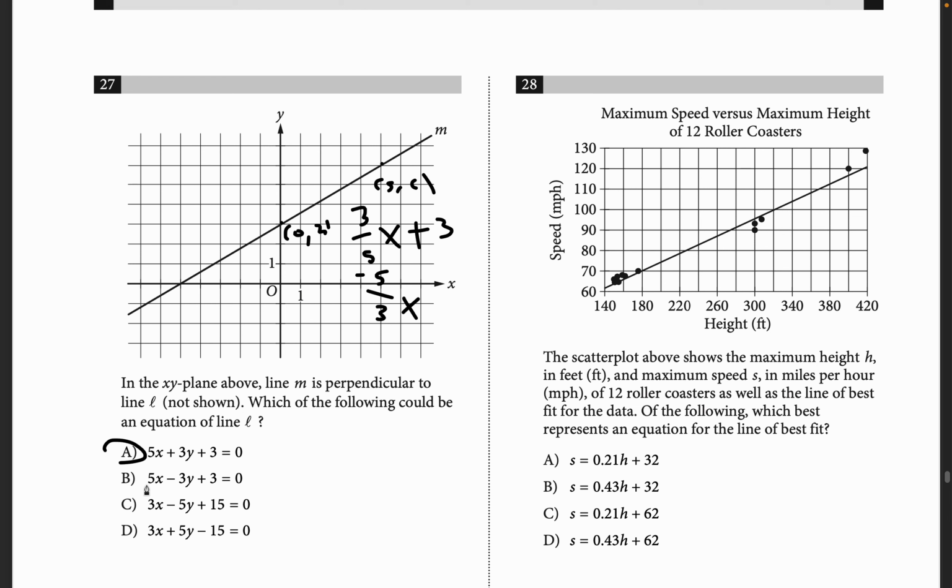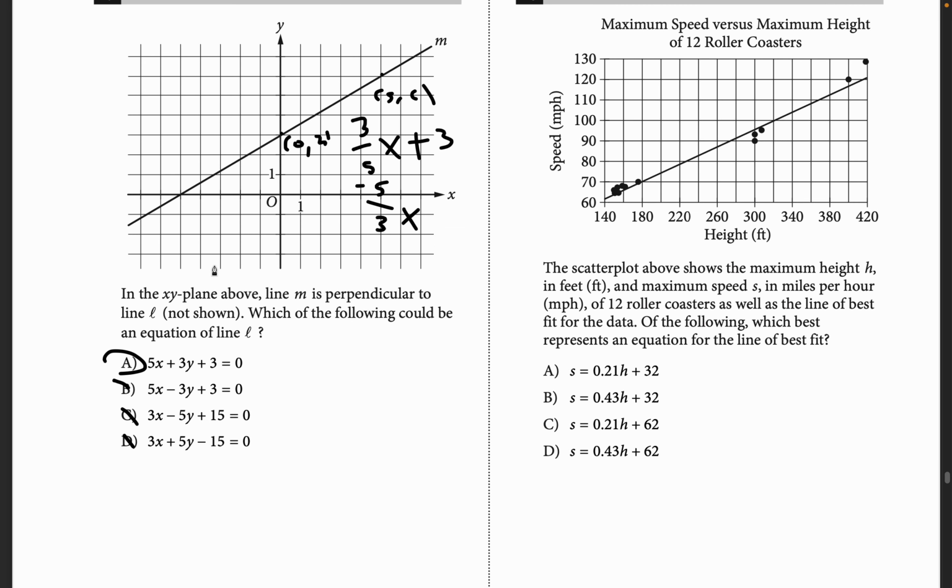This one will be -5x, divide by -3. You get +5/3. No. This one you get +3/5. No. This one you get -3/5. No. So choice A.